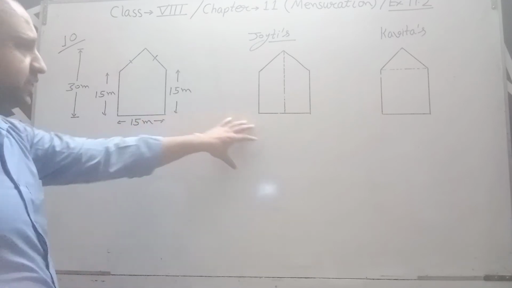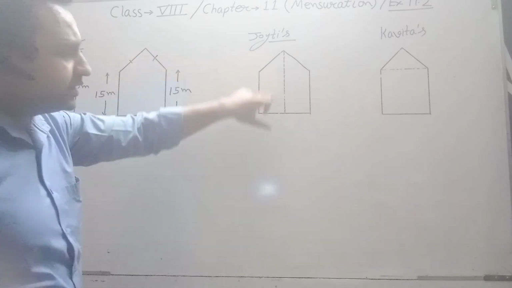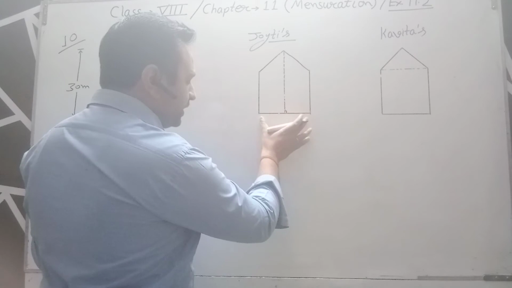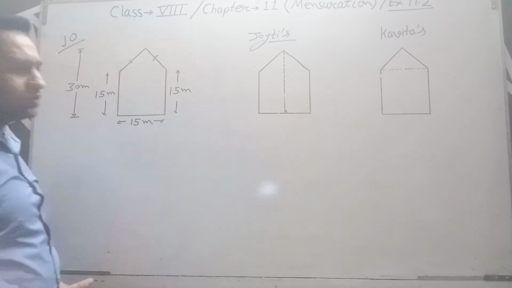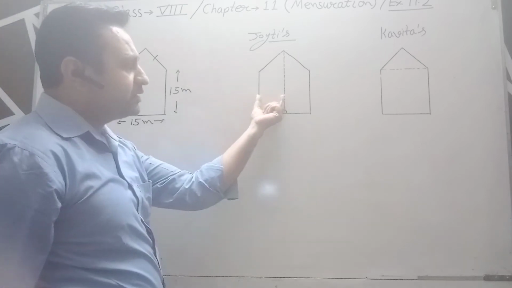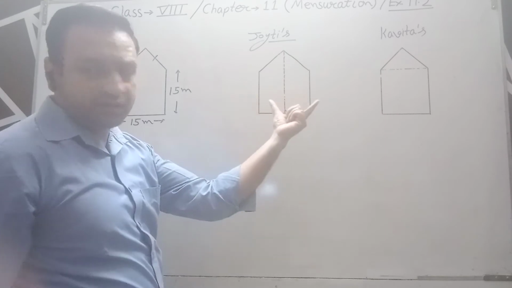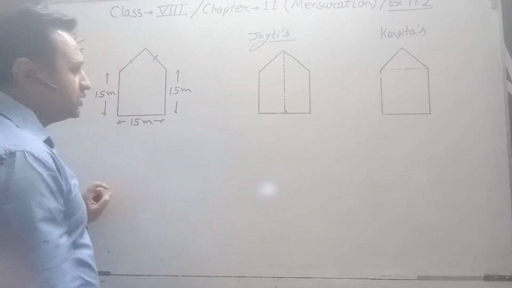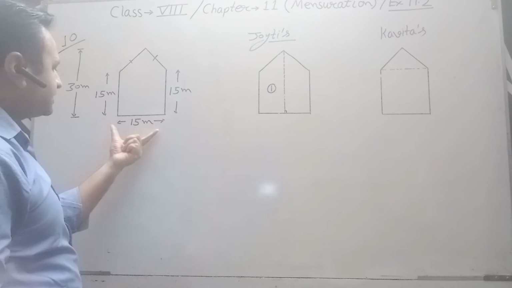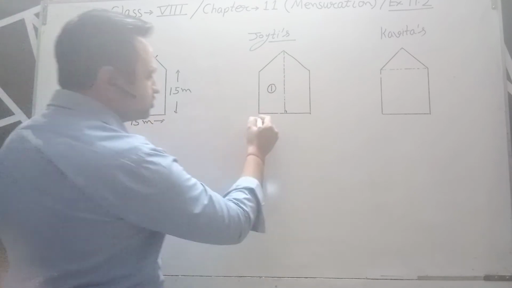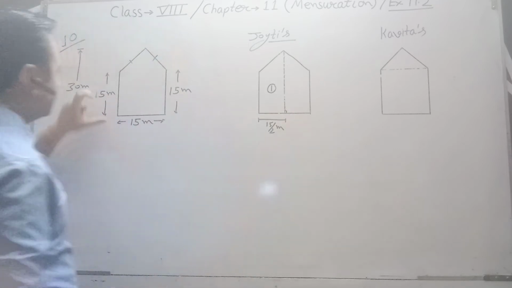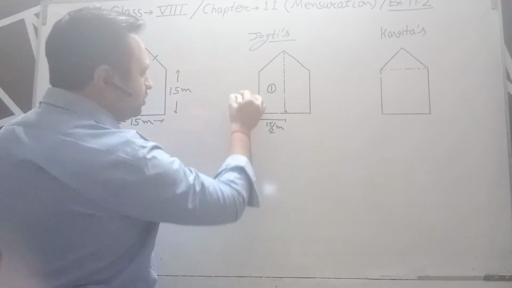Firstly, we discuss Jyoti's method. Jyoti draws a vertical line from the vertex to the opposite side. So Jyoti divides the pentagon into two parts, and both parts are trapezium. So we find out the area of first part and multiply by 2. Then we find out the area of the complete pentagon. So we discuss its first part. In the first part, we can say that the total value is 15 meter. So its value is 15 upon 2 meter.